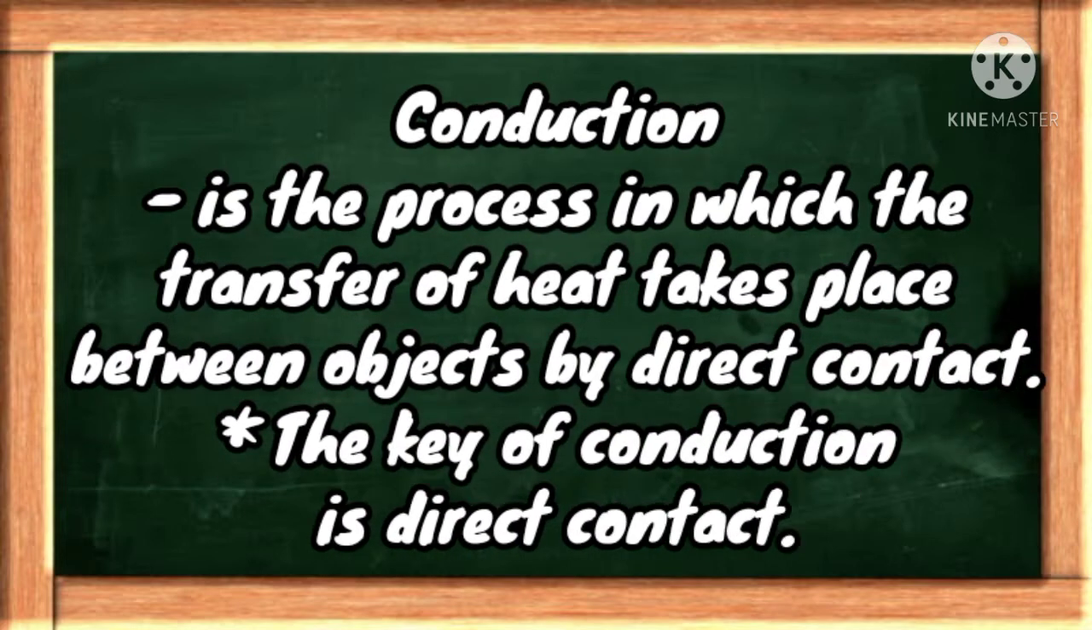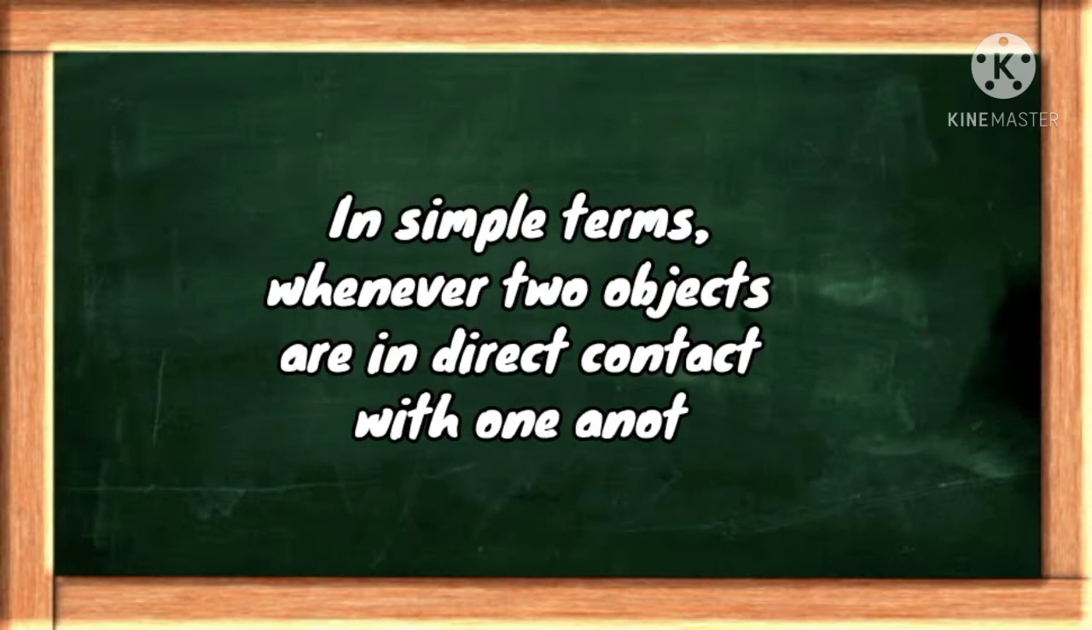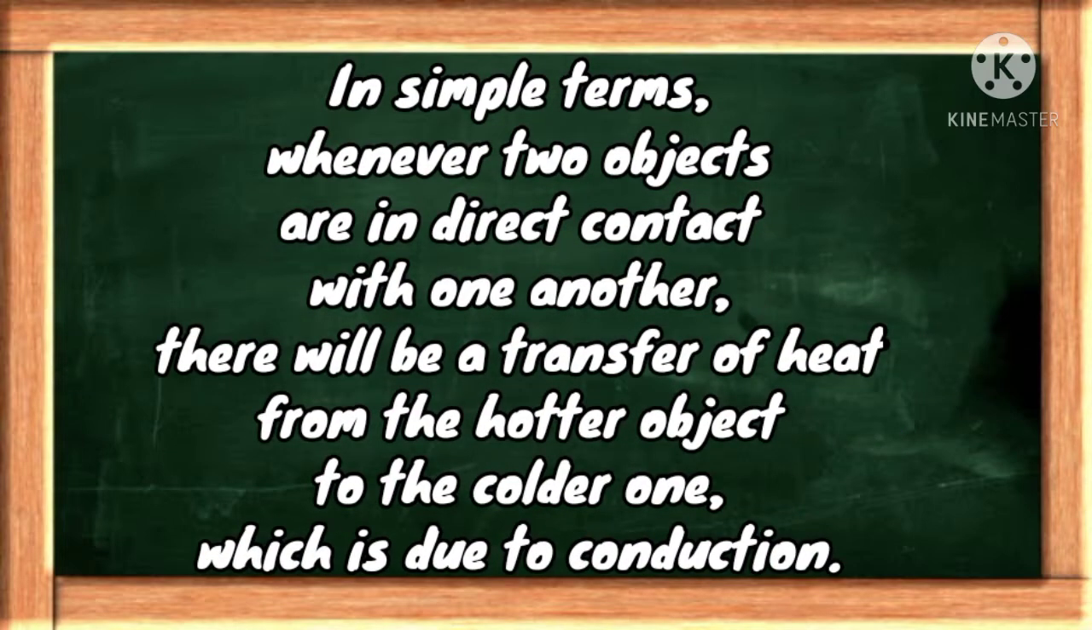Conduction is the process in which the transfer of heat takes place between objects by direct contact. The key of conduction is direct contact. In simple terms, whenever two objects are in direct contact with one another, there will be a transfer of heat from the hotter object to the colder one, which is due to conduction.